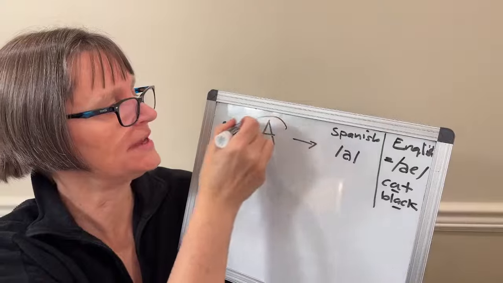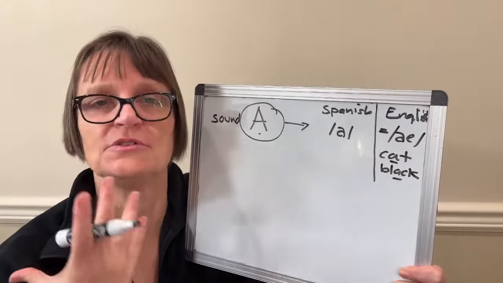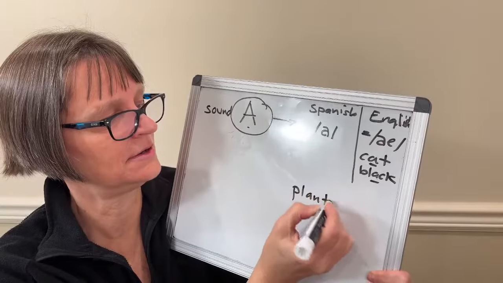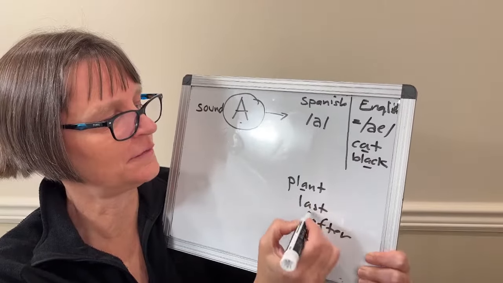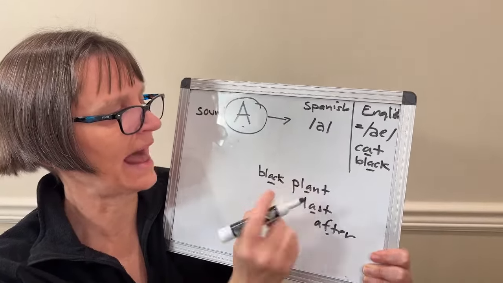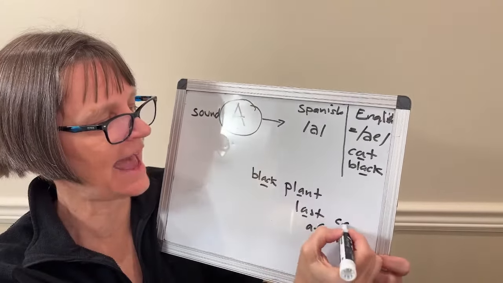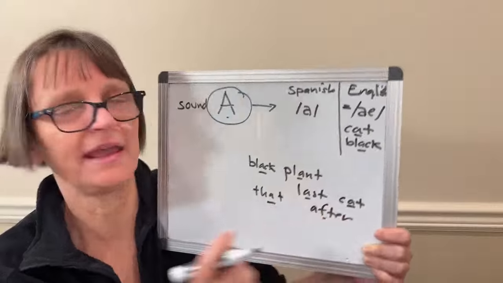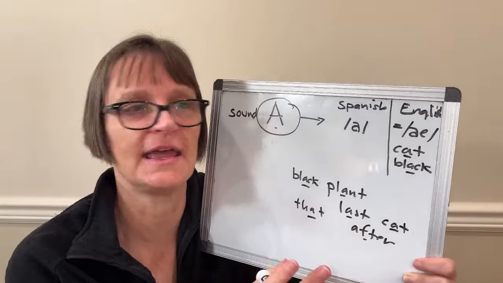So what you need to start doing as a Spanish speaker is every time you see a word in English, use something like black cat. So if you come across a new word, plant, last, after, tell yourself when you see that A, it's the short a sound. So you might use another word like black plant, cat plant, last cat, after the cat, after that. You're going to try to really pair that sound, memorize the A as that sound, and put it into all of these words when you see the A.